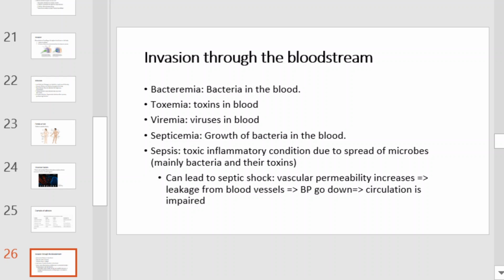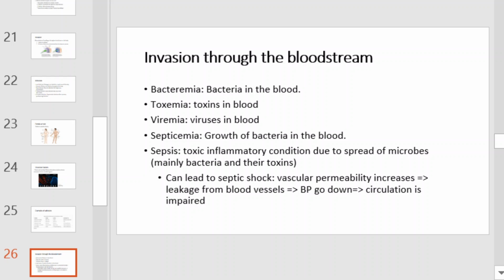Invasion through the bloodstream. Bacteremia is the term we use to describe bacteria in the blood. Toxemia is the term used to describe toxins in the blood. And viremia is the term used to describe viruses in the blood.